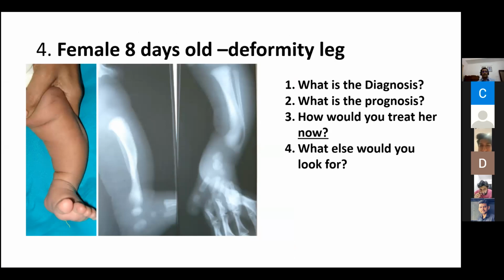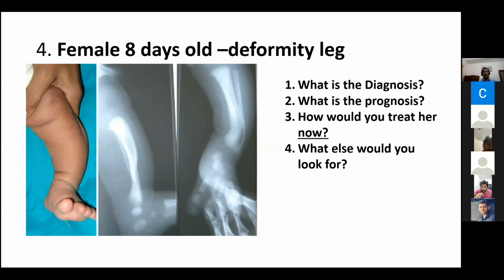Now, what is the diagnosis? Anterolateral bowing. Yes. What is the prognosis? Anterolateral bowing is most commonly associated with pseudarthrosis. Yes. So it will be bad prognosis.